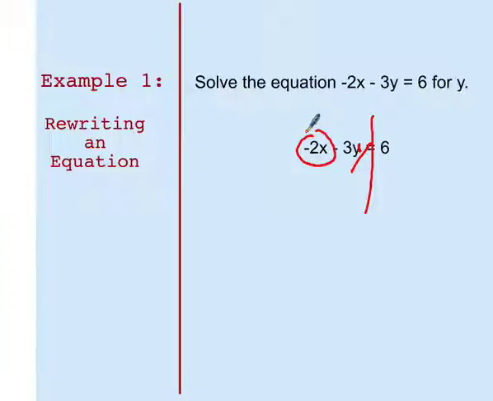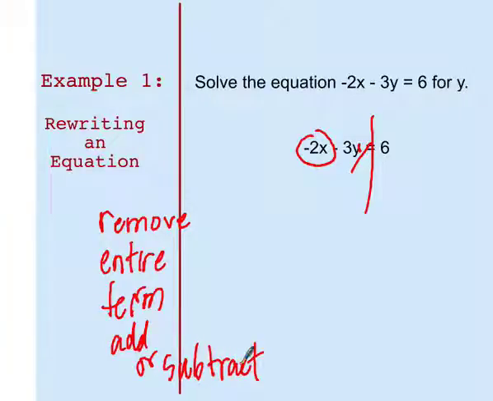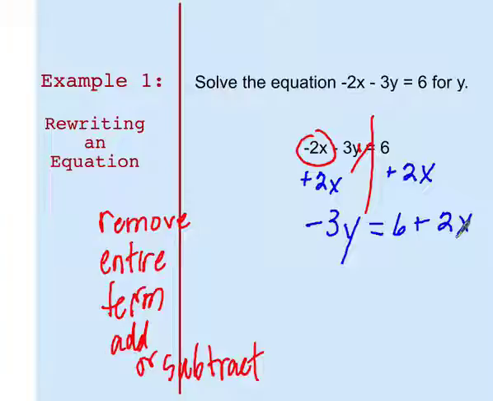We would like to remove that term. So remember, when you want to remove an entire term, you add or subtract. You should write that down as well. I am going to add 2x to both sides of the equal sign. Minus 2x plus 2x is 0. Minus 3y, which would be negative 3y, equals 6 plus 2x. Notice I did not put the 6 with the 2x because they are unlike terms.